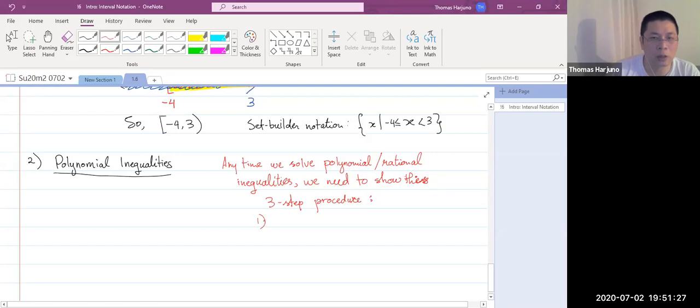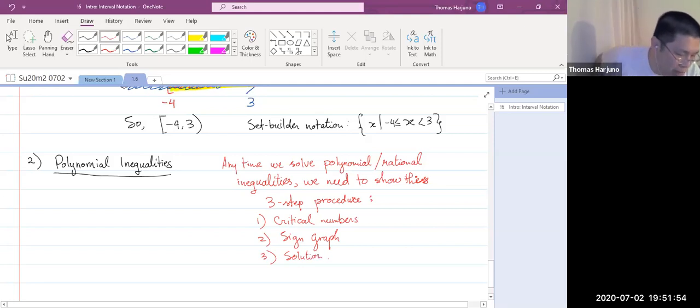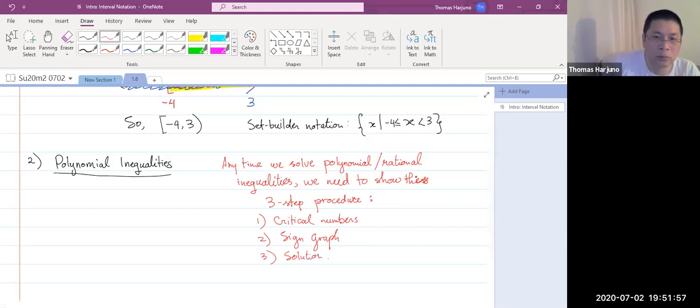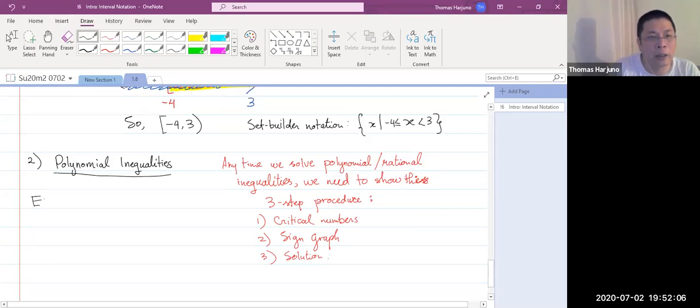Okay, what are these three procedures? First one, and you need to mark that step one: critical numbers. Step two, sign graph. And then step three, solution. I need you to show that work, and I need you to show me that 1, 2, 3 also. I will do one example and then I will show you the reasoning why we need these three steps.